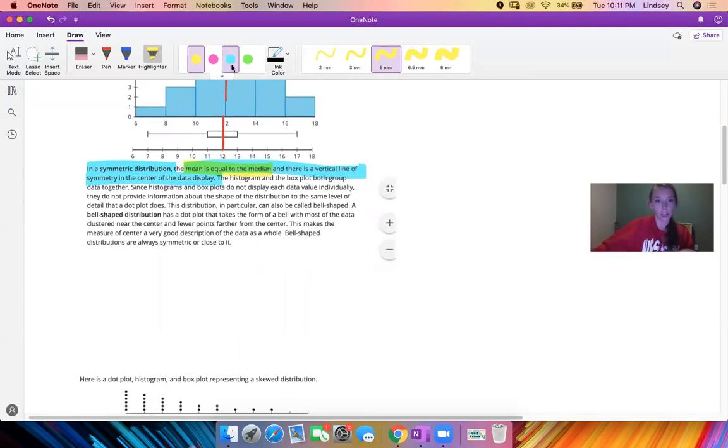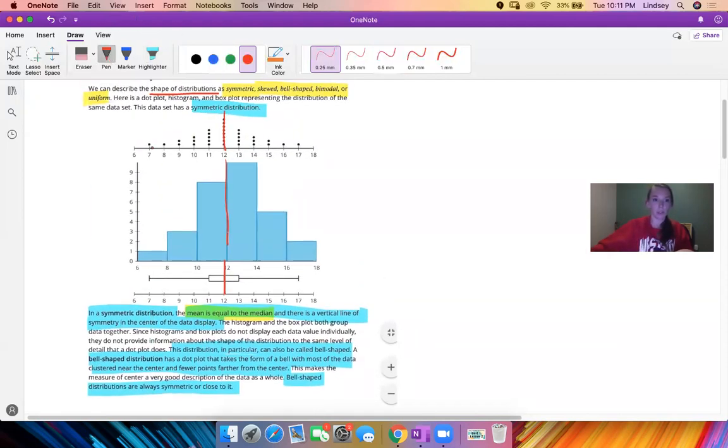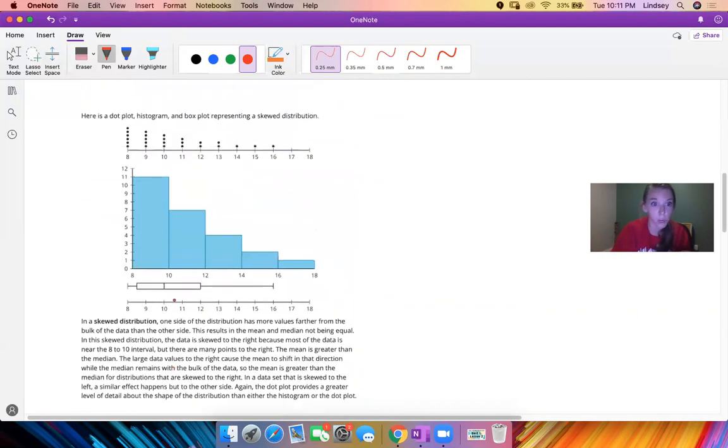This distribution in particular can also be called bell-shaped. A bell-shaped distribution has a dot plot that takes the form of a bell, with most of the data clustered near the center and fewer points farther from the center. And finally, bell-shaped distributions are always symmetric or close to it, okay? So you can see up here, these are also bell-shaped. Now with box plots, you can't really see that bell shape because it's just how box plots work.